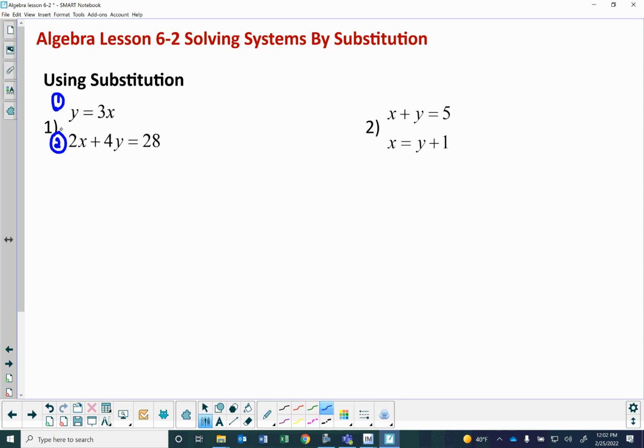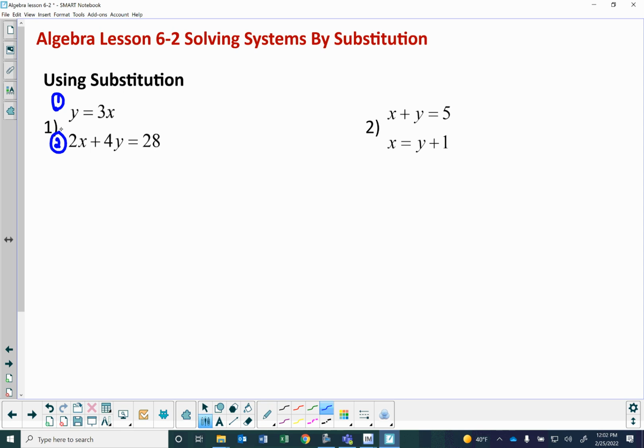If I look at equation 1, I see that it's already solved for y. Y is already set up to be equal to 3x. It would be much easier for me to substitute y into the second equation than it would be for me to substitute something from the second equation into the first equation. So whenever possible, if you have an equation that's solved for a single variable, that's the one you should key off of. So I can see here in equation 1 that y is equal to 3x.